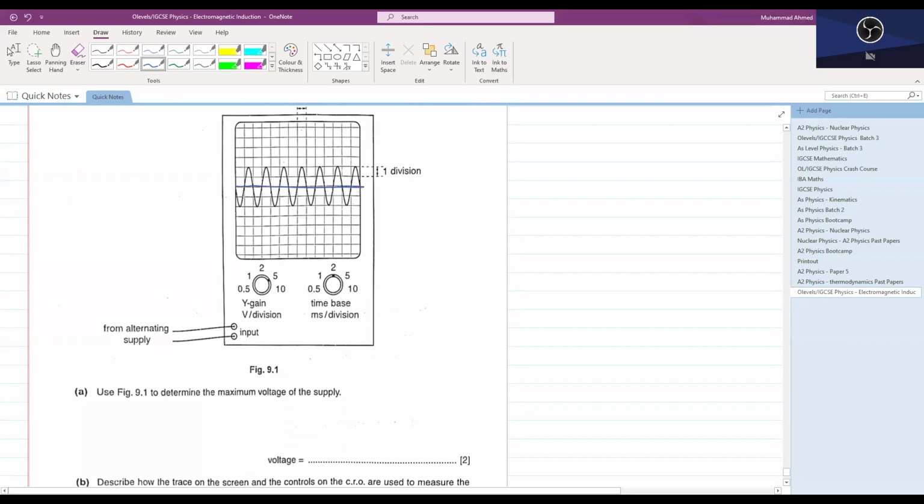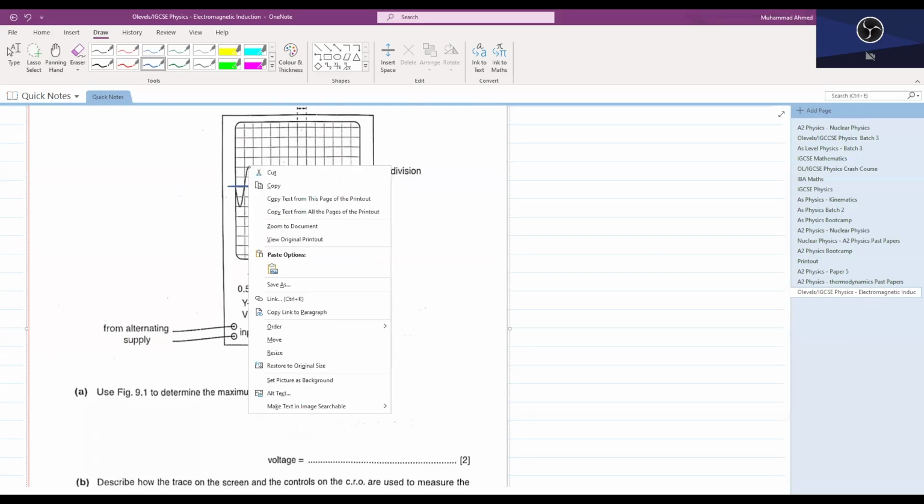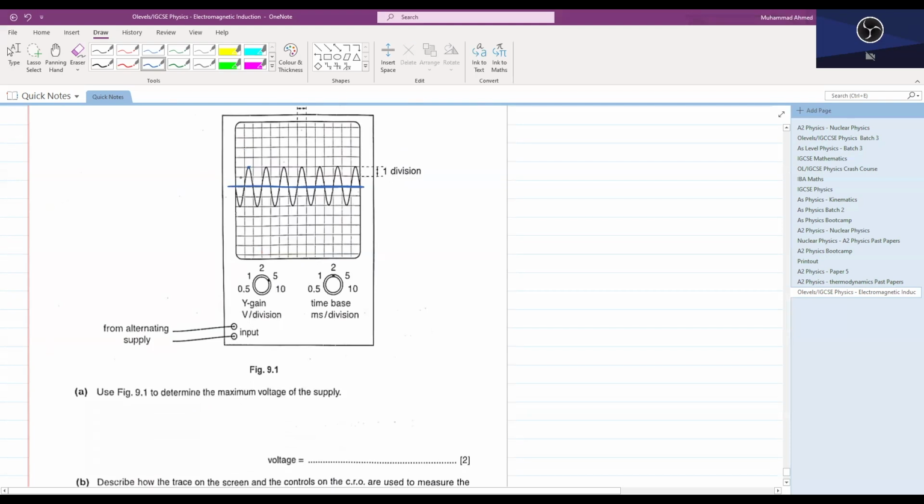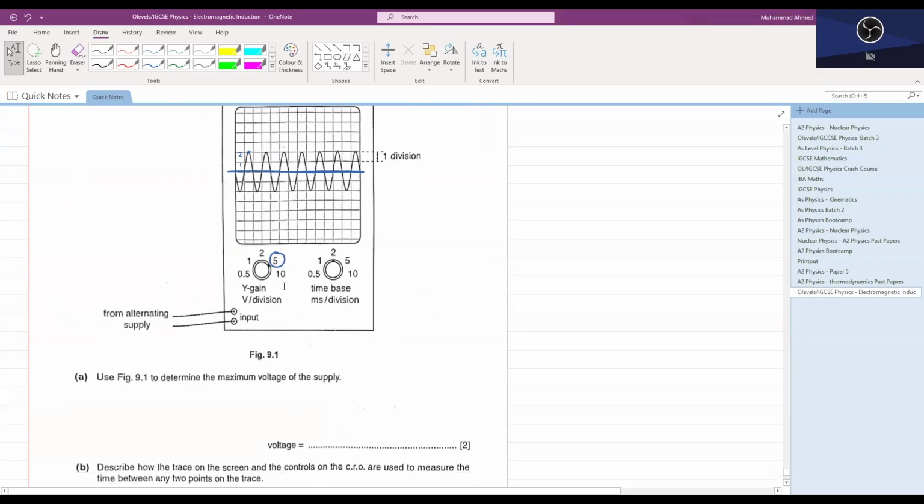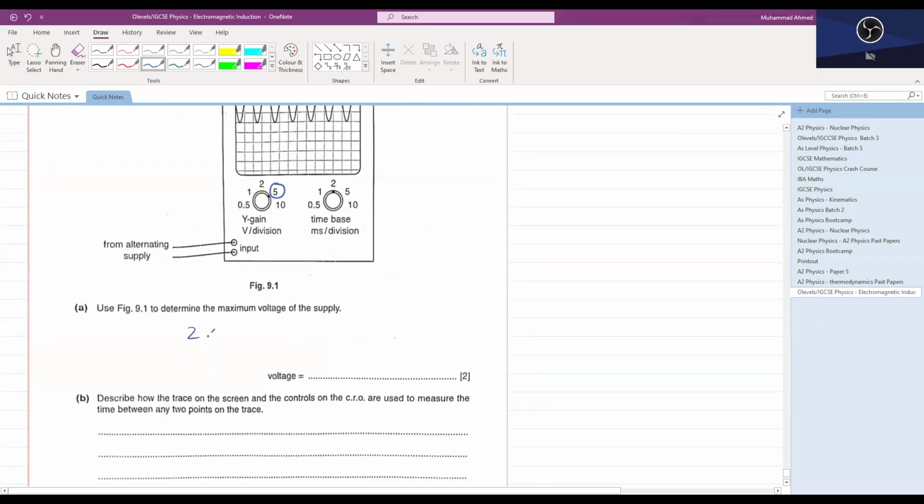First of all, you will determine the mean position. This is your mean position. The maximum point is two boxes away from the mean position. And one box on the y-axis represents 5 volts. So two boxes will represent what? 2 into 5, that is 10 volts. This is your maximum voltage.